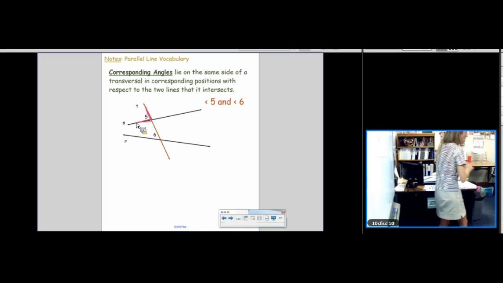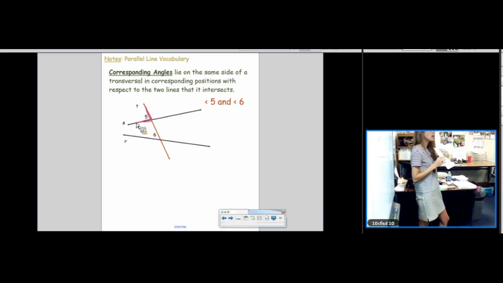Now, what have we not done? We've done same side interior. We've done alternate interior. What do you think is next? What's the opposite of interior?